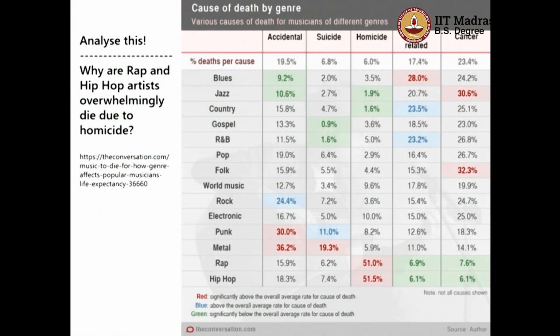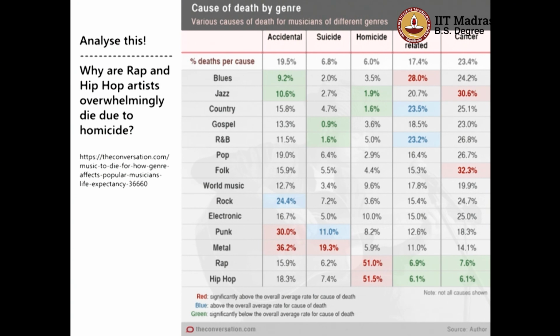Okay, so there is this interesting chart, where you have the genre on the rows, and the columns are how they died, okay? Why are rap and hip hop artists overwhelmingly dying due to homicide? So these are the major causes of their death: accidental, suicide, homicide, heart related, and cancer, okay? The ones that are highlighted are the extremes, okay? The red is the highest, the greens are the lowest, and the blues are interesting numbers, I think, above average.